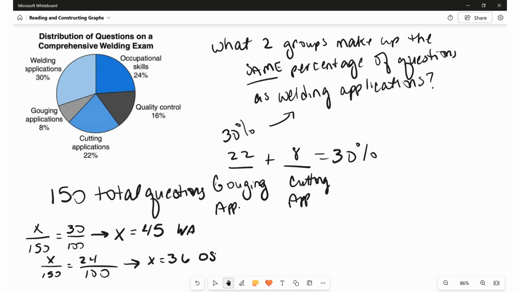But graphs really give us a lot of information in a very concise little package, and we can figure out so many things about these graphs.